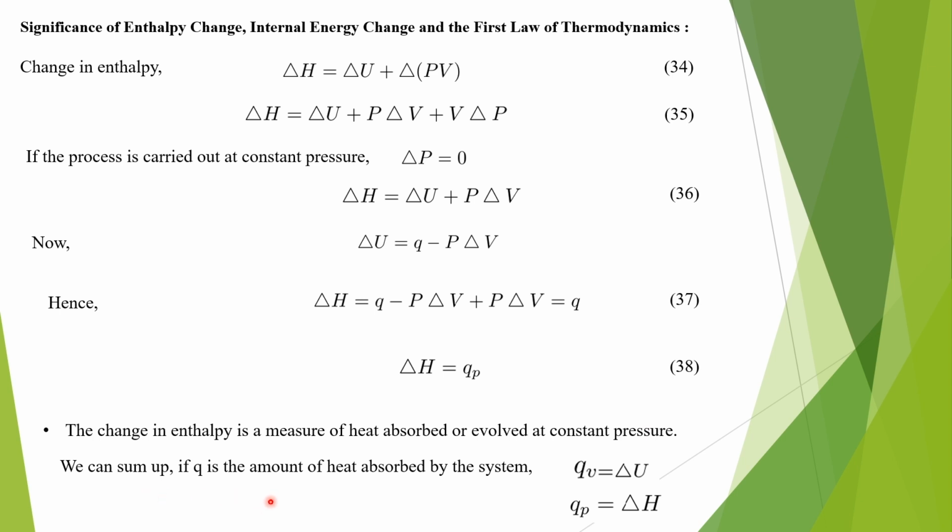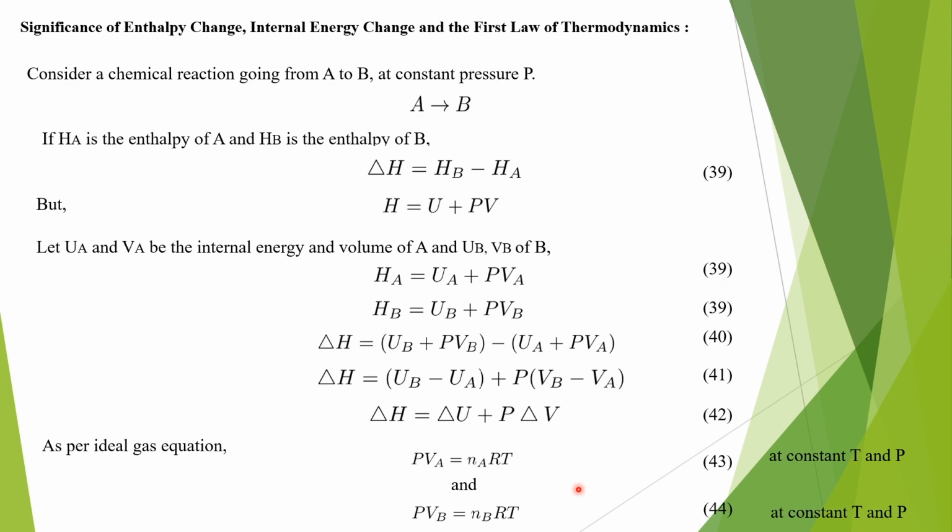So, we can sum up: if Q is the amount of heat absorbed by the system, then heat absorbed at a constant volume process gives delta U, and heat absorbed at a constant pressure process gives delta H. So, that is the significance of enthalpy change, internal energy change, and the first law of thermodynamics.